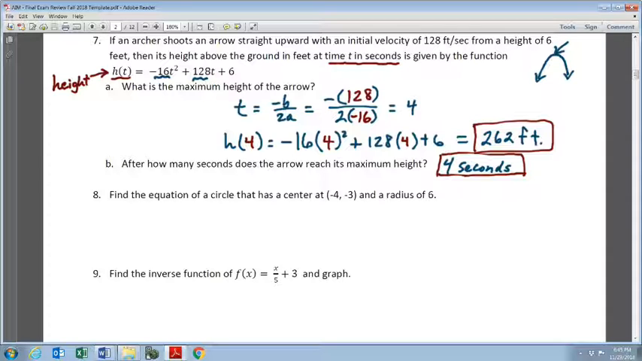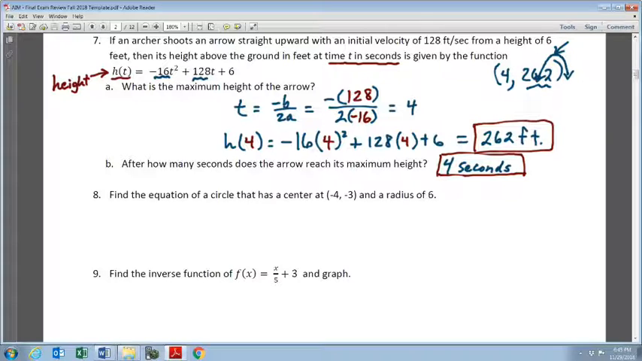So all we've really done is found the vertex of this parabola. So it's 4, 262, and we know that the maximum value for a function will always be the y value of the vertex. That's the 262 here. And again, the first value there, the 4, that was our time.